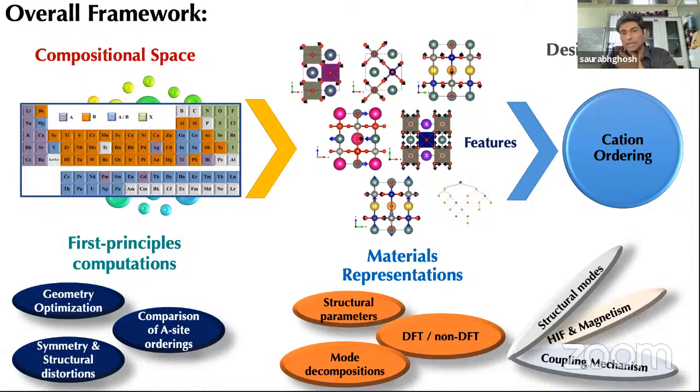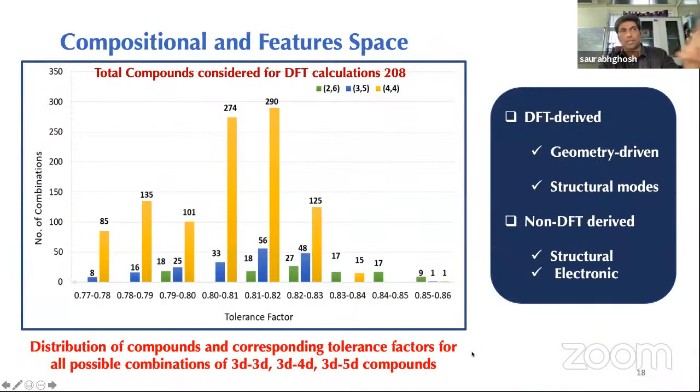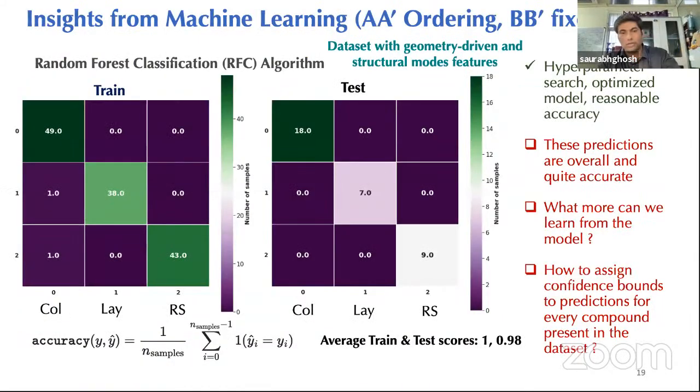We built a classification-based model because we want to classify different orderings: layer ordering, rock-salt ordering, and columnar ordering. This is the data set that we constructed from the whole periodic table. What are the possibilities? We considered 200 compositions for our machine learning study. This work was mainly guided by Dr. Anna Ghosh of Oak Ridge National Laboratory. Under her guidance, my student and I were also learning with her.